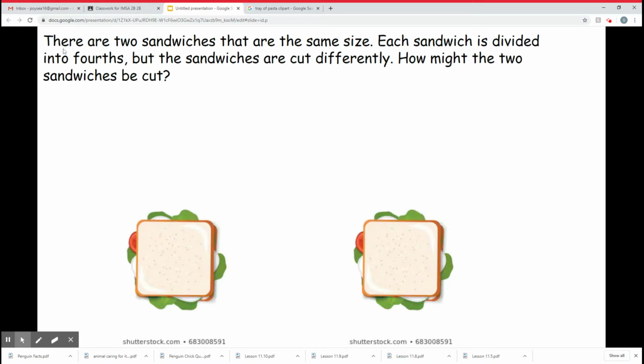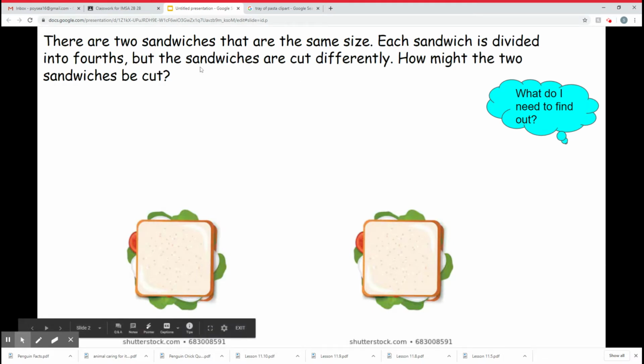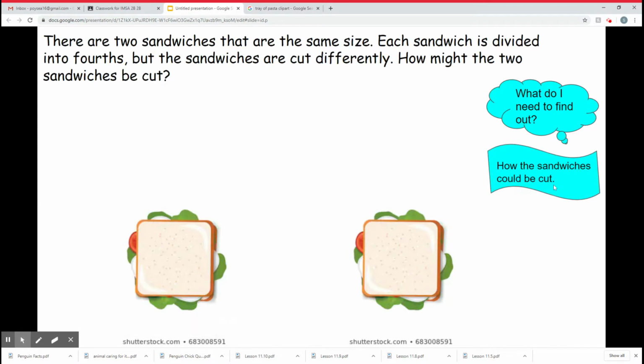So let's read this. There are two sandwiches that are the same size. Each sandwich is divided into fourths, but the sandwiches are cut differently. How might the two sandwiches be cut? Okay, so first let's think about what do I need to find out? What's the question? The question is how the sandwiches could be cut. How might the two sandwiches be cut?